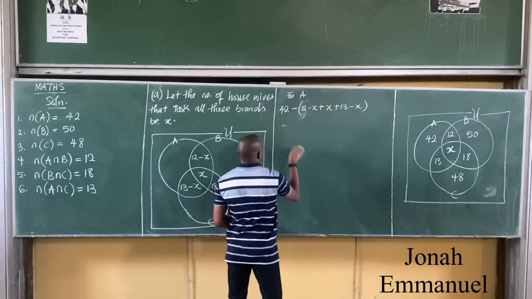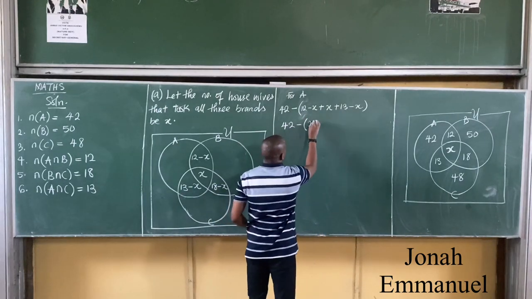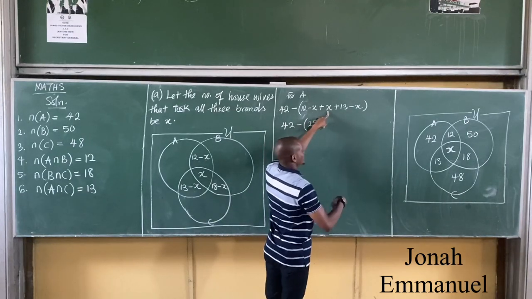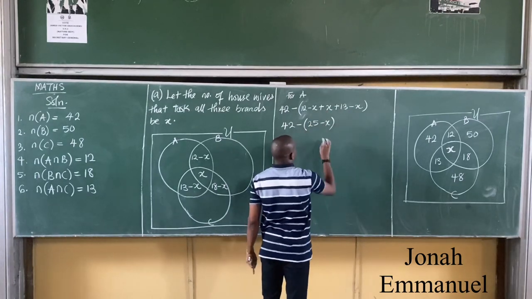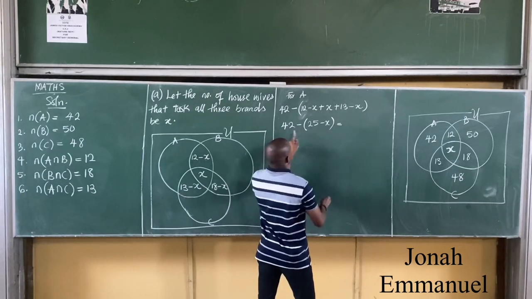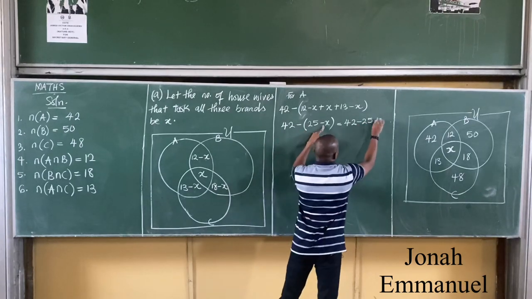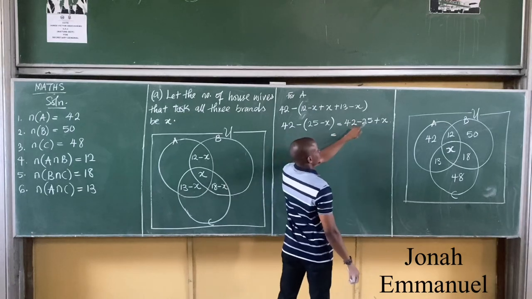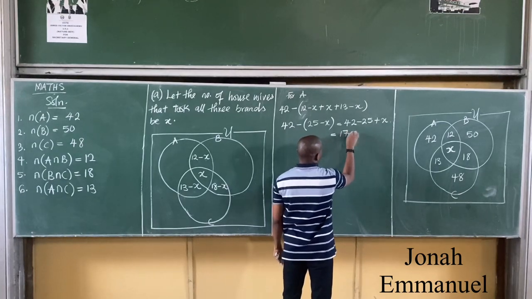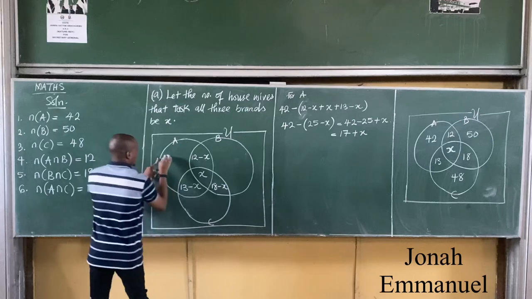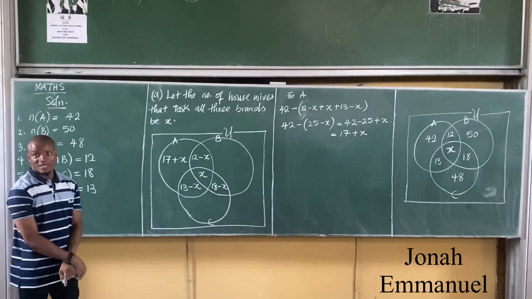Simplify this. This gives you 42 minus, take the numbers first, 12 plus 13, 25, minus x plus x, which cancels to 0, next, minus x. Use the minus to expand it. It gives you 42 minus 25, minus minus, plus x. So it's equal to 17 plus x. So here becomes 17 plus x. That's the concept. You see how tricky this is. Let's look at B.